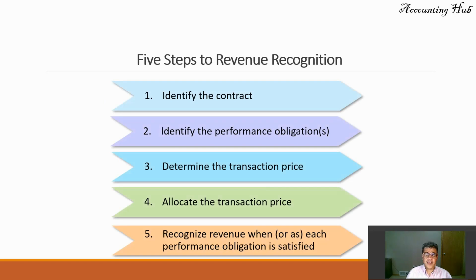The first one, identify the contract. Okay, what is it? What is our revenue? Second, identify the performance obligation. First of all, how many performance obligations will I have? Only one.